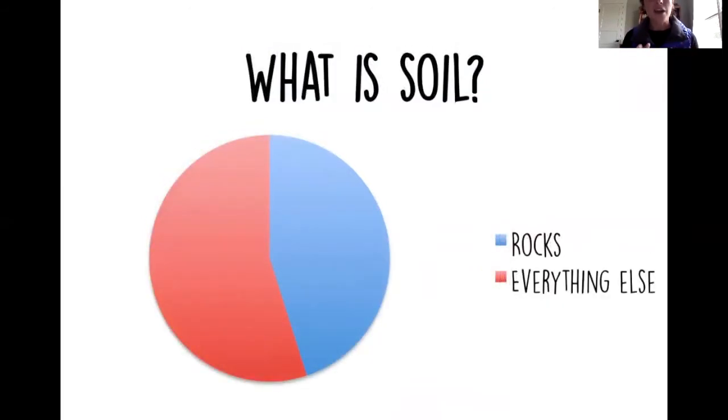So rocks make up about 45% of soil usually, but it's not like there's a big chunk of rock in there, right? I mean, you guys have all seen soil, you've studied it by now. Did you see a big chunk of rock in there? No. So when we talk about rocks, we're talking about tiny, tiny rocks, and they're different sizes.